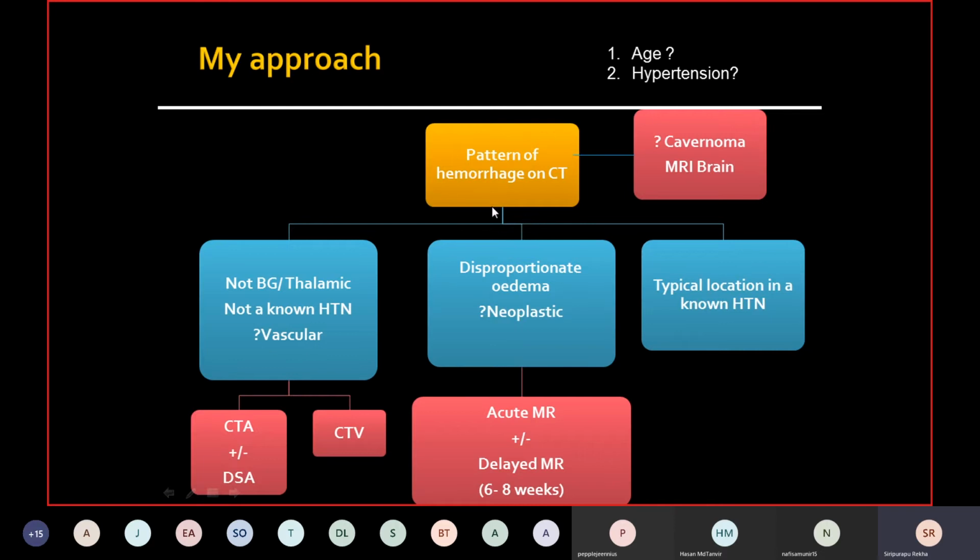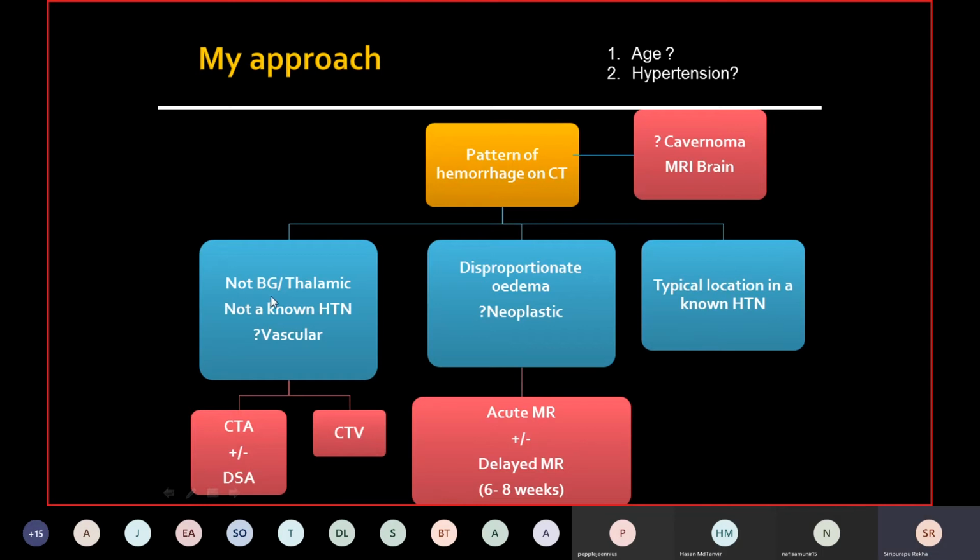So when we then look at the hemorrhage on CT, if it looks like a cavernoma, and we'll look at a couple of examples where I'll tell you what I mean by that, then the next step would be an MR brain. Now, when we look at the pattern of hemorrhage on CT, and if it is in a typical location that we've discussed in a known hypertensive, then that's it. I think that's where the imaging pathway ends.